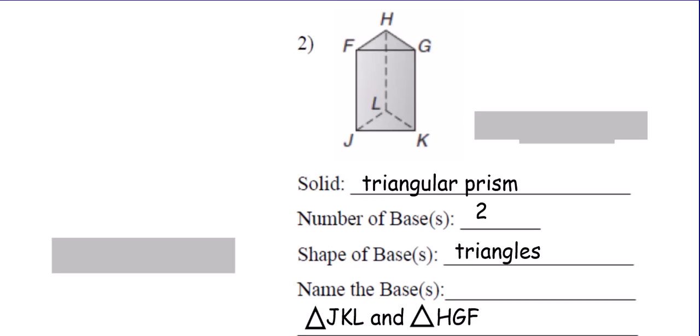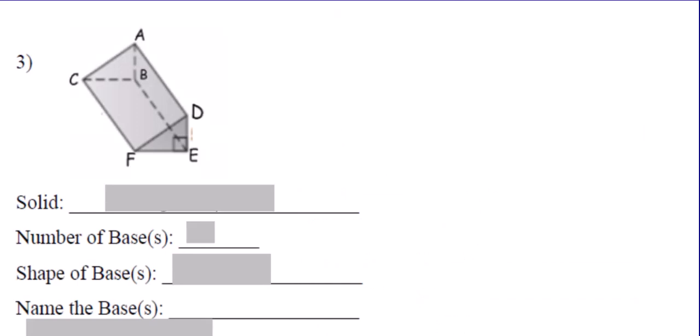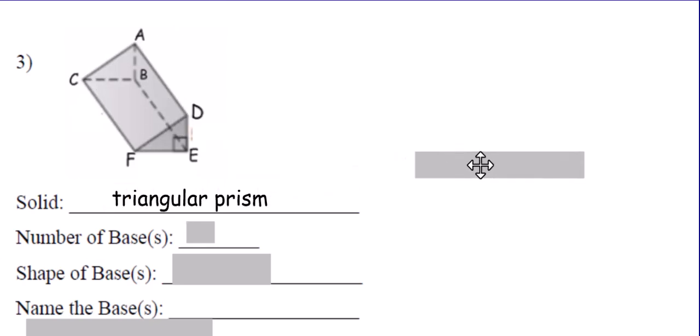All right, taking a look at question number 3. Number 3 is another triangular prism. We have 2 parallel faces that happen to be the bases. Remember that a triangular prism is going to look a lot like a tent, and this is one of those that kind of looks like a tent. So this solid is a triangular prism. And again, every prism is going to have 2 bases. And because it's a triangular prism, the bases will be triangles.